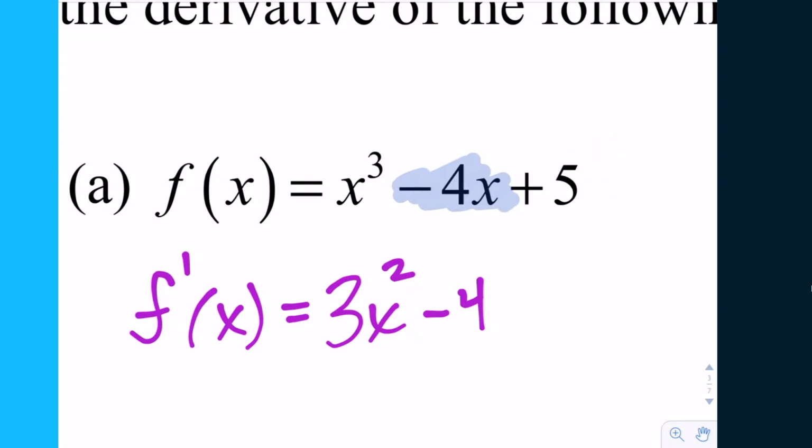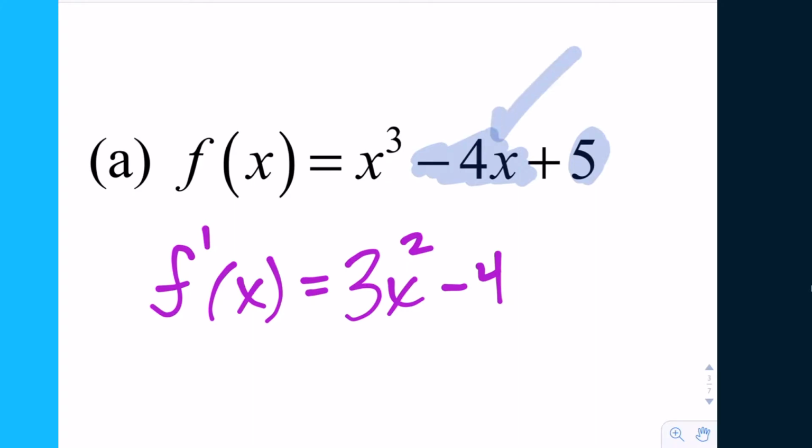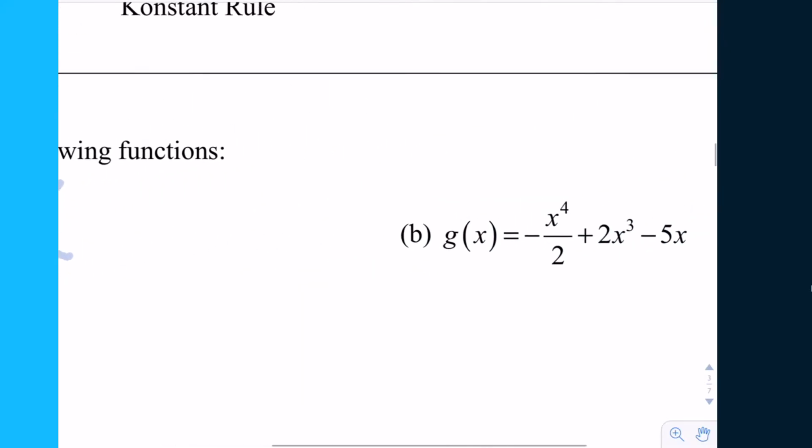Or if you think about it graphically, what would the graph of y equals 5 look like? It would be a horizontal line, right? And what's the slope of a horizontal line anywhere and everywhere? 0. Yeah, so the answer is just 3x squared minus 4. So linear terms go to their coefficient and constant terms go to 0. In fact, I think we had a rule that was called the constant with k rule, right? Yes, okay, good. Letter B.